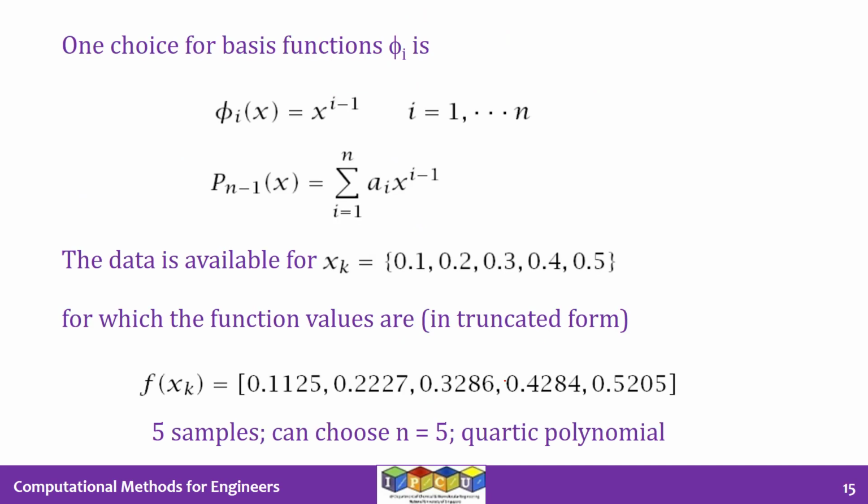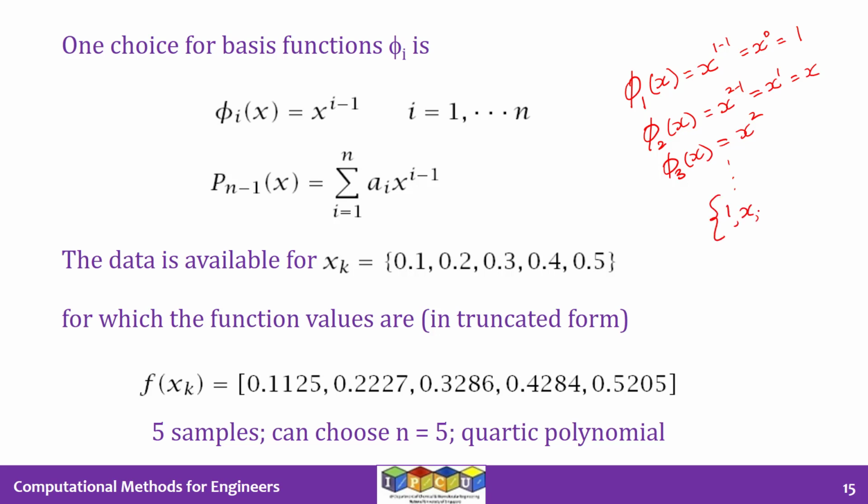That's the idea. Now, one choice for our basis functions could be psi i of x is equal to x to the power of i minus 1. So my first basis function will be psi 1 of x, which will be x to the power of 1 minus 1, which is x to the power of 0, which is 1. My second basis function psi 2 of x would be x to the power of 2 minus 1, which is x to the power of 1, which is x. My third basis function would be x to the power of 3 minus 1, which will be x squared, and so on. So 1, x, x squared, x cubed, etc. could be the family of basis functions.